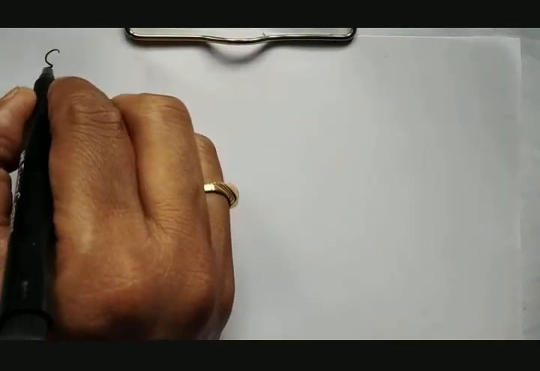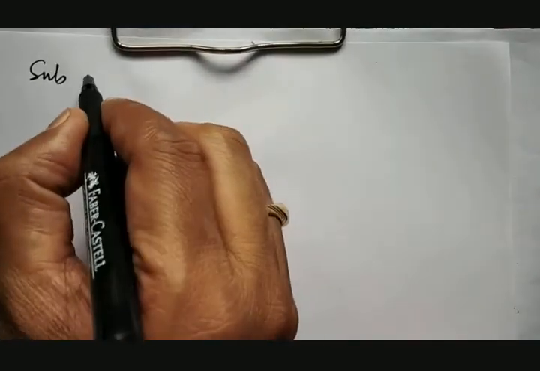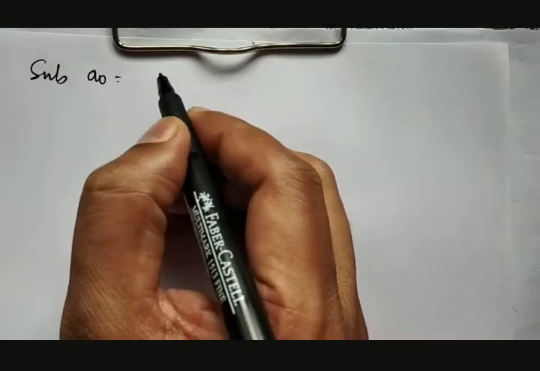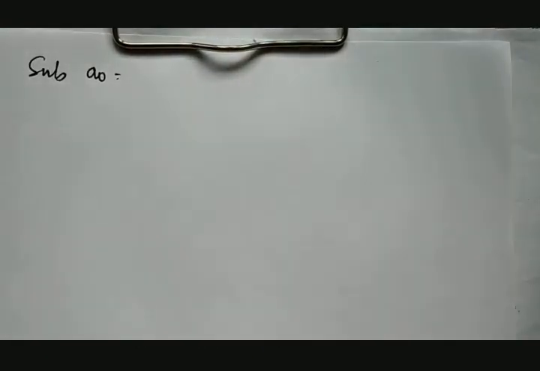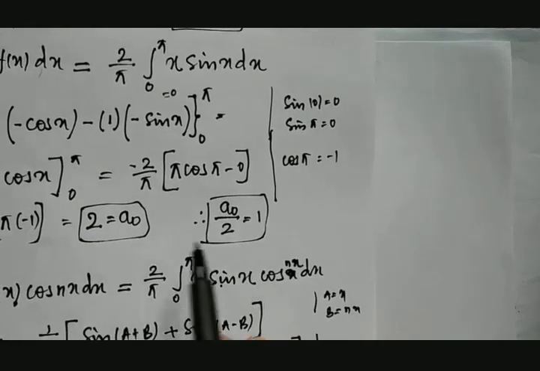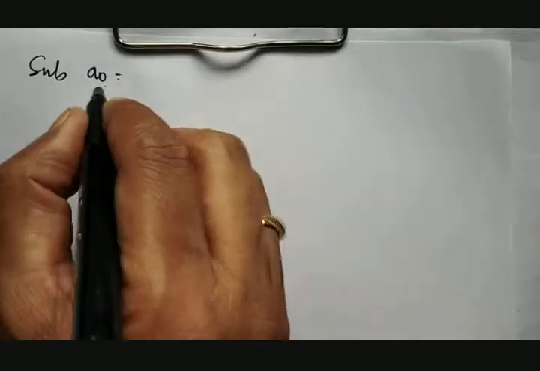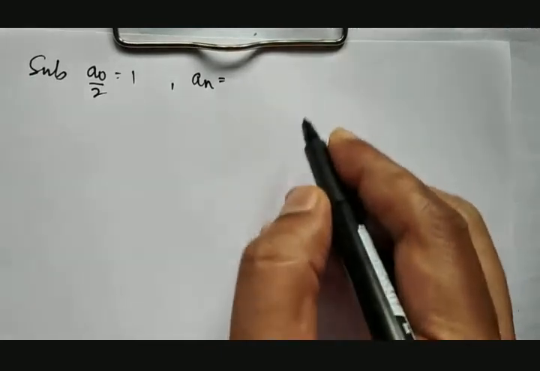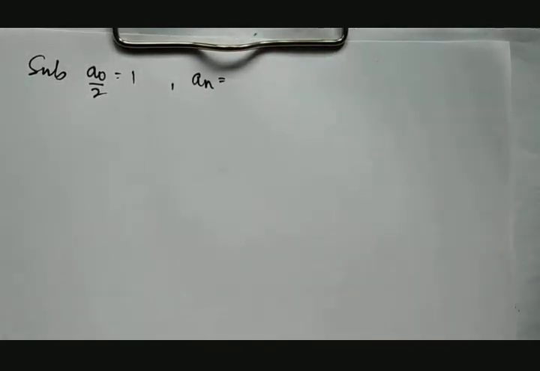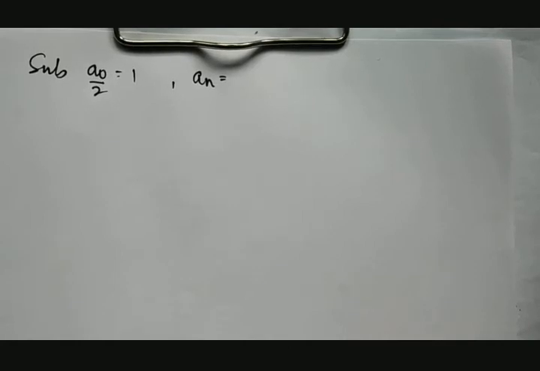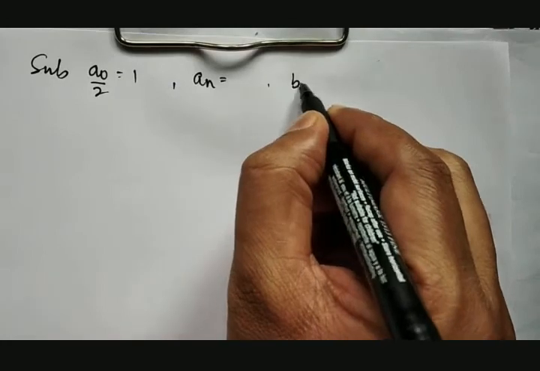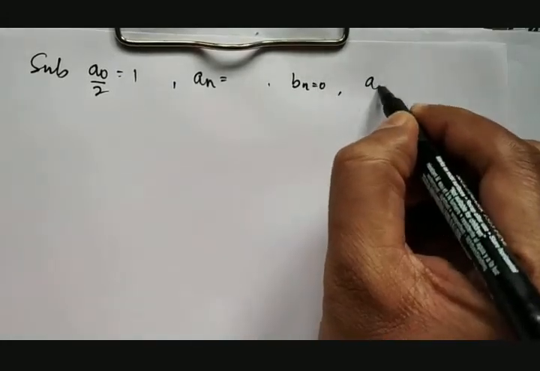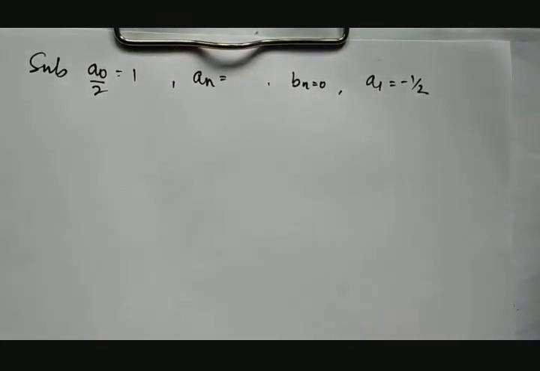Therefore, substitute the value of a0, which is equal to 2 or a0 by 2 which is equal to 1. In an also we need to segregate a1 and its continuation. Okay, a1 and its continuation, and bn is equal to 0. Here a1 is equal to minus 1 by 2.